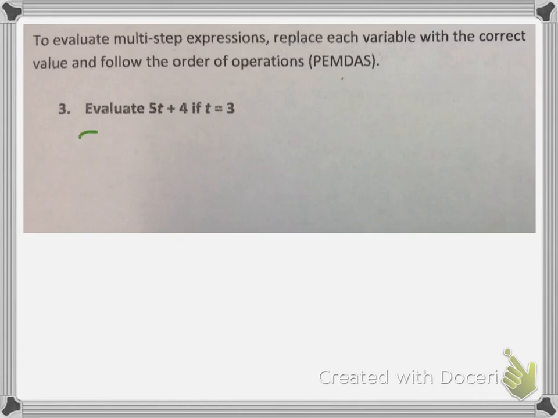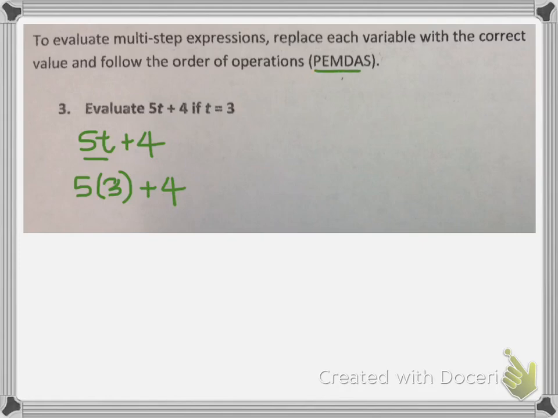So the first thing I'm going to do is write my problem, 5t plus 4. And then if t equals 3, I'm plugging in that 3 where the t is. So I have 5 times 3, because remember, if there's a number and a variable together and there's nothing in between, that means multiply. So 5 times 3 plus 4.